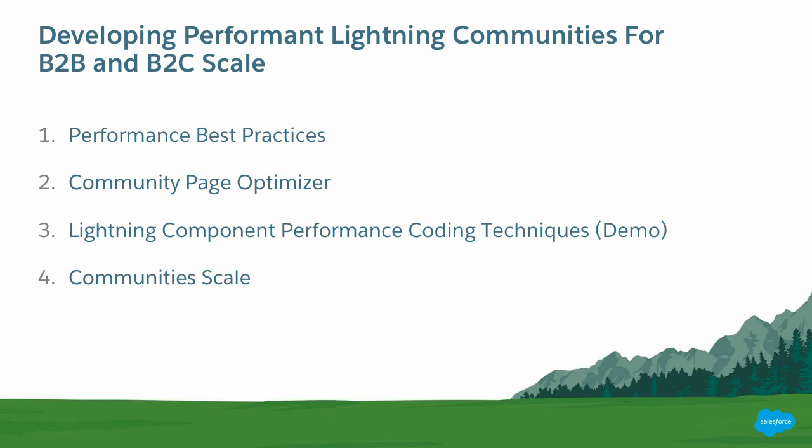In today's session, we're going to cover a few major topics in performance and scalability. We're going to talk about performance best practices. We're going to talk about a tool for Lightning community page optimization. We're going to talk about some coding techniques. We're going to go through a few demos to show you some of the coding techniques to make your community components performant. And lastly, we're going to talk about community scale.